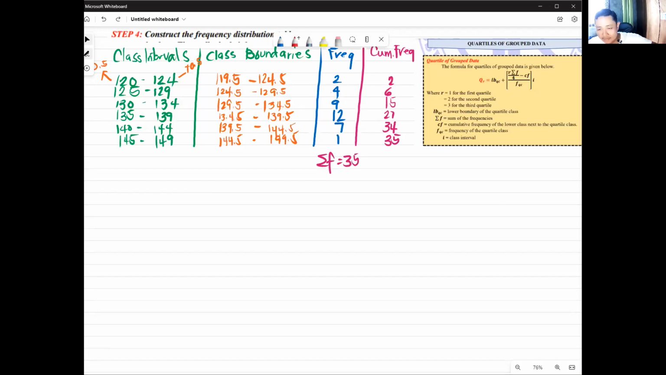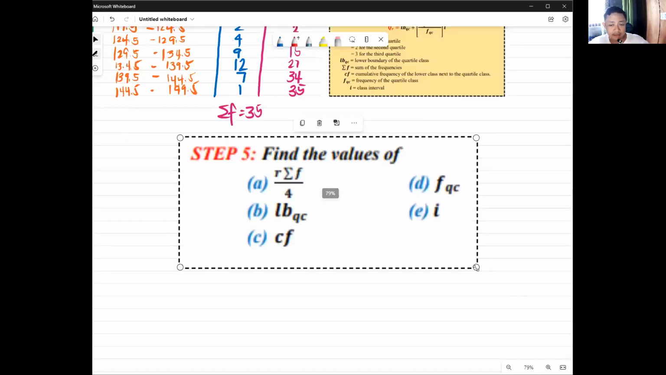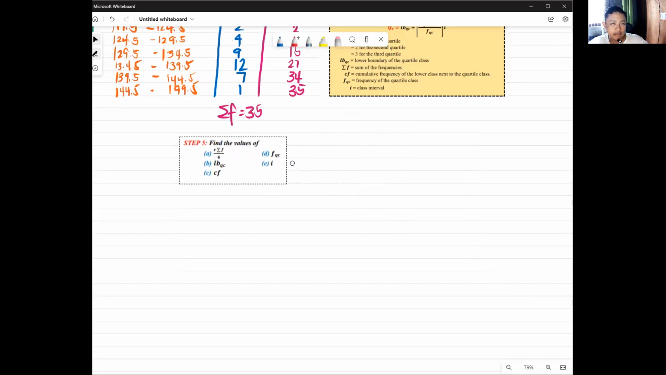Wait lang. I'm really having a hard time with this new interface. Sorry. Kasi ang daming nagbago sa aking interface. Wait lang ha. Sorry ha. Pinapahirapan ako ng Microsoft ngayon eh. Okay. So, the first step, kita nyo na, hindi siya nagbabalance.